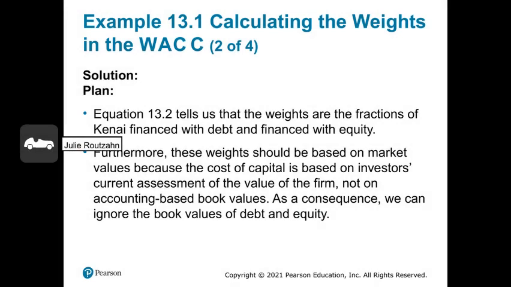Okay, so referencing that equation, 13.2, the weights are the fraction of the balance sheet that's financed by debt and the percent and the share that's financed with equity. So they have to add up to 100%. Now, another important thing is the weights have to be based on market values, not what's actually on the books. Remember, I talked about that a couple slides ago. So we can ignore the book values, right? That information's there, but you don't need it. So lots of times problems will give you information you don't need. This is one of those examples.